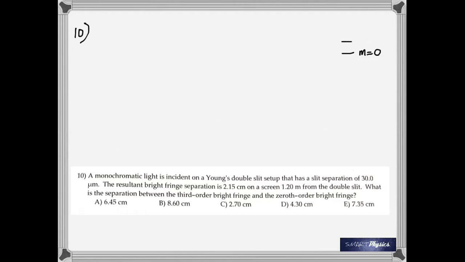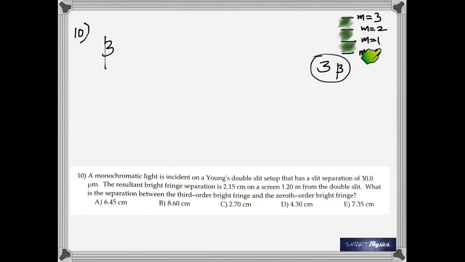Alright, now the last question. A monochromatic light is incident on a double slit setup. Slit separation is 30 micrometer. The resultant bright fringe separation is 2.15. The screen is 1.20 meter away. I was just trying to show you how the slits are, how the bands are, you know, the dark and bright bands on the screen. And it's asking you what's the separation between the third order bright fringe and the 0th order bright fringe.